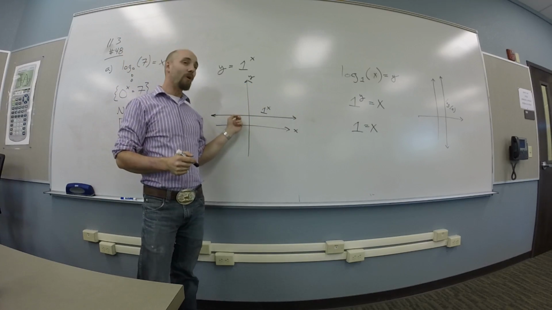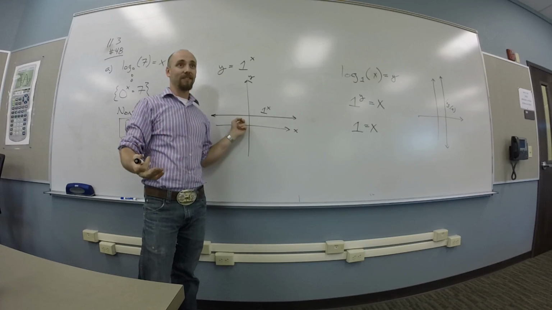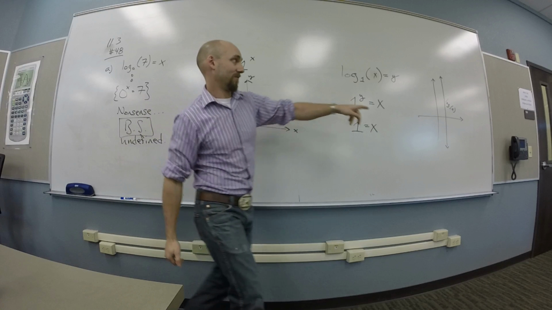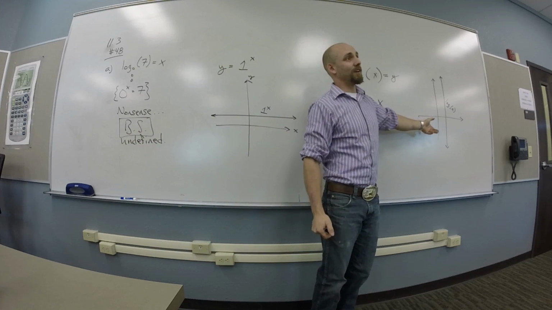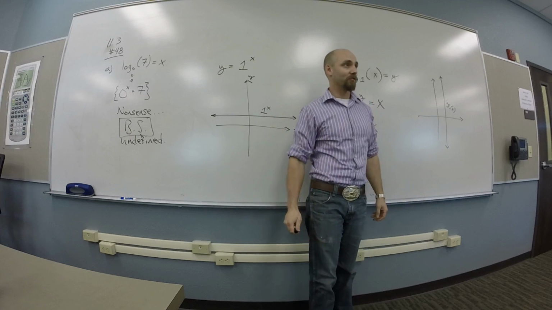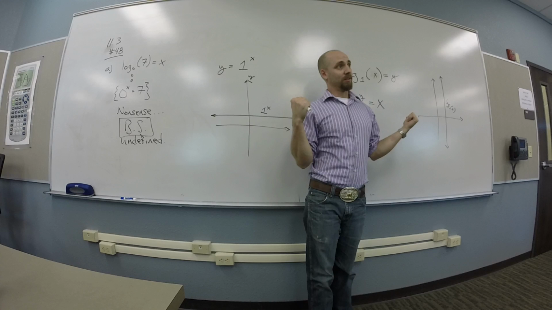But this one fails the horizontal line test. It doesn't have an inverse function, right? This thing that should be an inverse function, of course, fails the vertical line test, because that thing didn't have an inverse function. You guys see this? These two are weird, right?